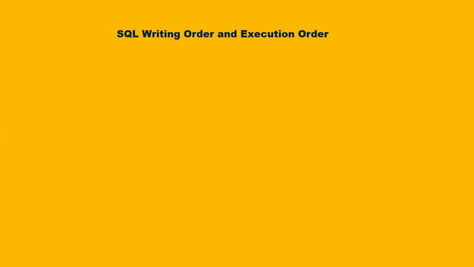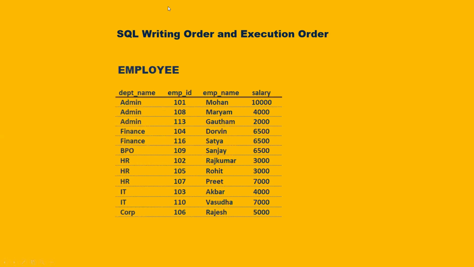So in today's video, we'll be diving into SQL execution and writing order. We'll break down how SQL processes queries and how we should write them for best results. Let's get started. Say for example, we're having employee data. In that we have department name, employee ID, employee name and salary. And first we'll see how we should write the SQL query in order.